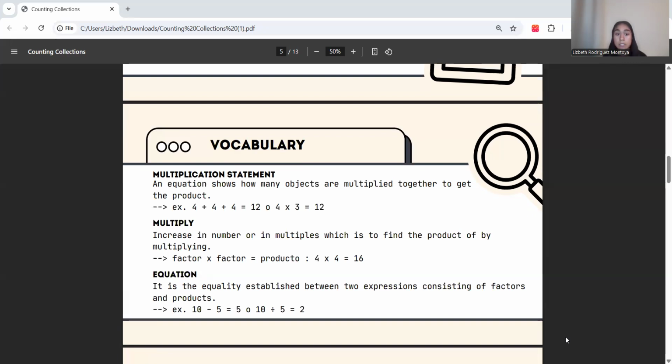Multiply means to increase in number or in the multiples, which is to find the product by multiplying. So a factor times a factor is equal to a product. 4 times 4 is equal to 16. An equation is the equality established between two expressions consisting of factors and products. So 10 minus 5 is equal to 5, or 10 divided by 5 is equal to 2.